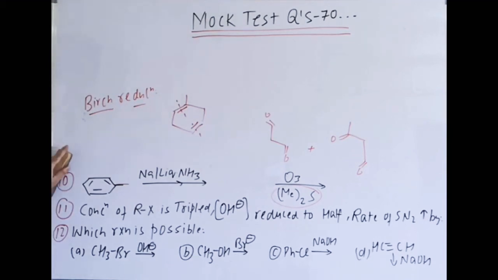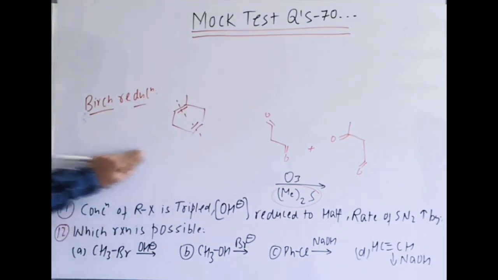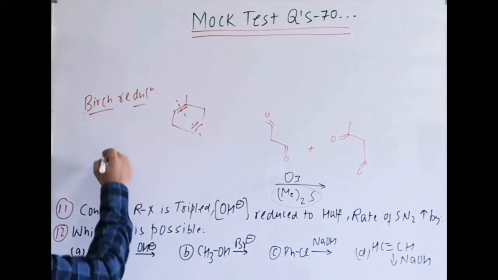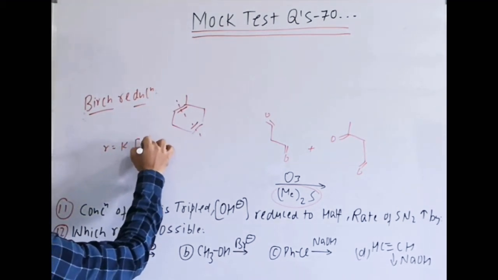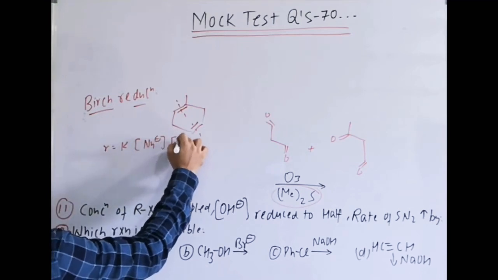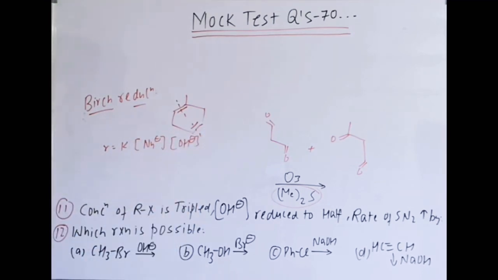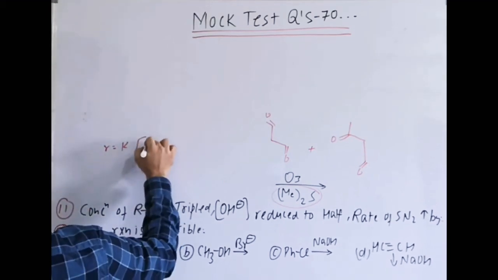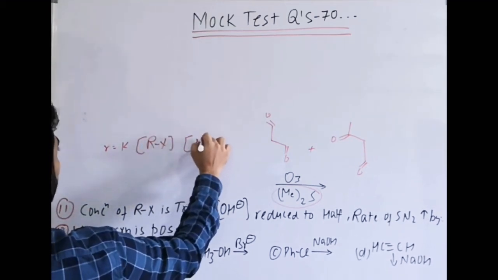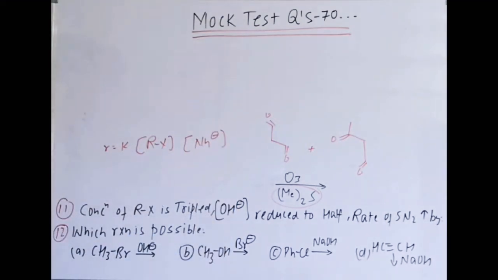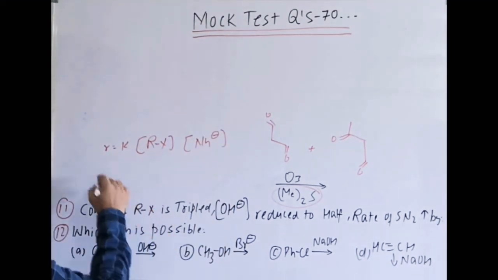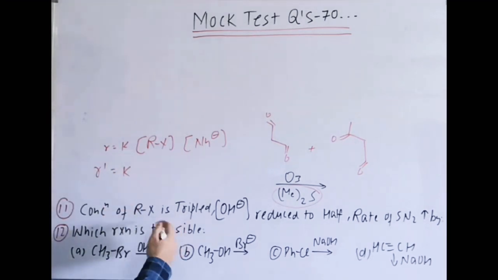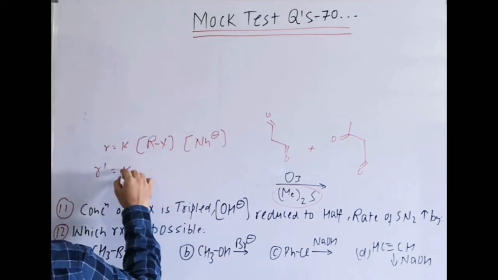Done. The next question: the concentration of alkyl halide is tripled. Firstly, we know the rate of SN2 reaction is the concentration of nucleophile times the concentration of the alkyl halide. That is the rate. Now in this case, the data is given: if it is tripled, with the rate constant the same, it becomes 3 times.